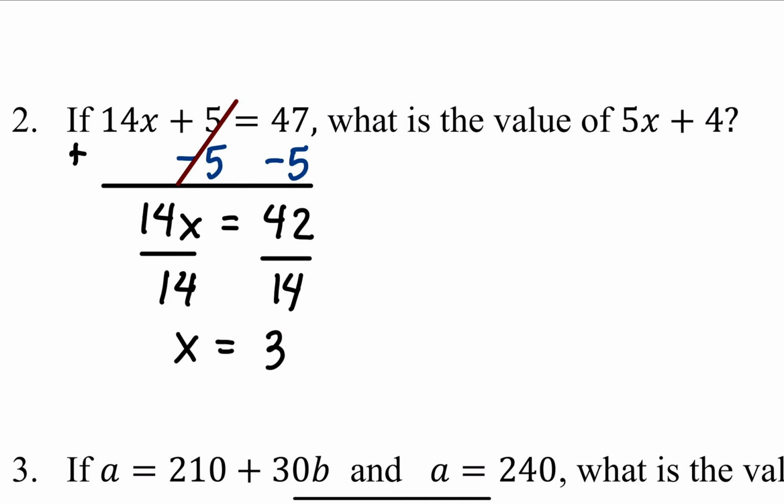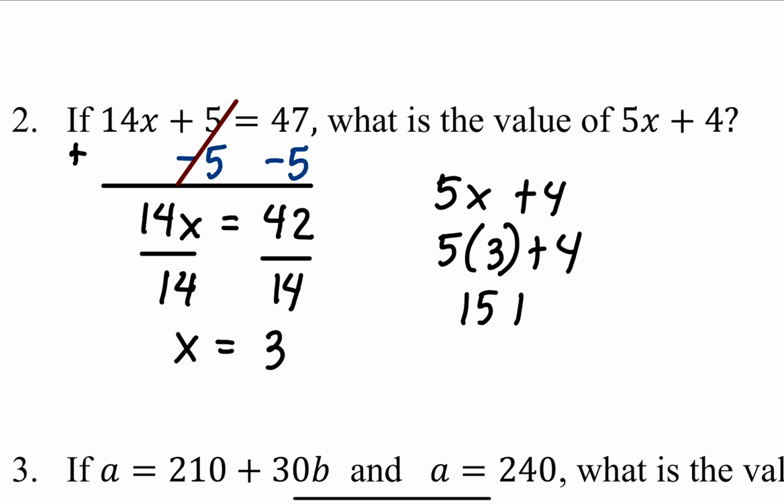Now that we already solved for the value of x, which is 3, we're going to substitute 3 in the expression. So we have 5x plus 4. The computed value of x is 3, so we will replace or substitute 3 here. It will become 5 times 3 plus 4. 5 times 3 is 15, plus 4 is equal to 19. So the value of 5x plus 4 is 19.